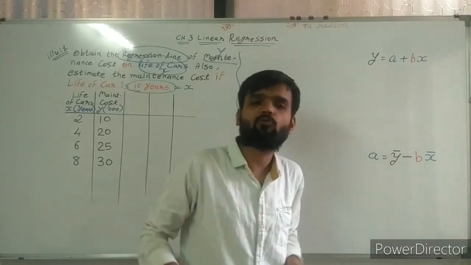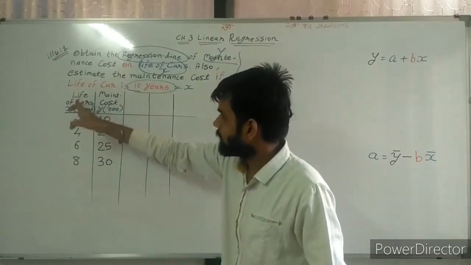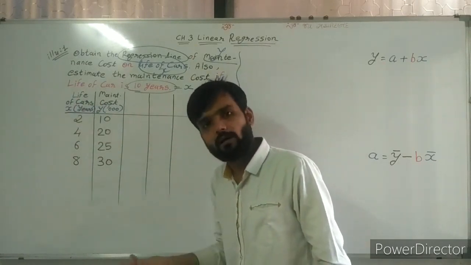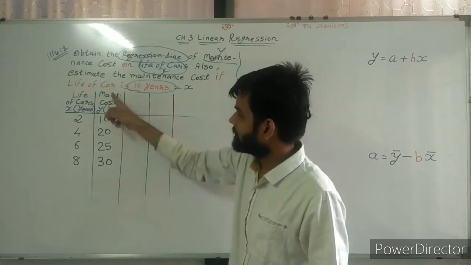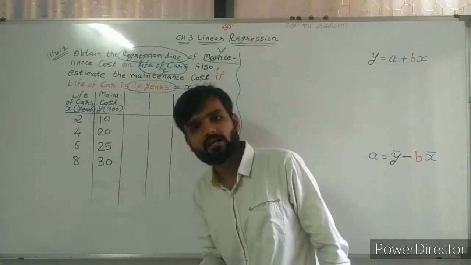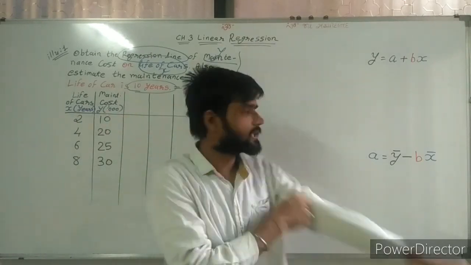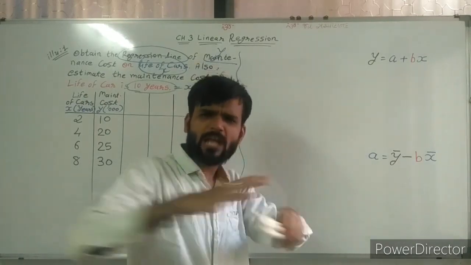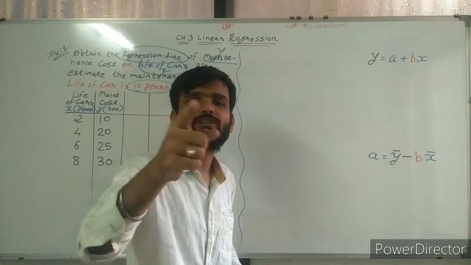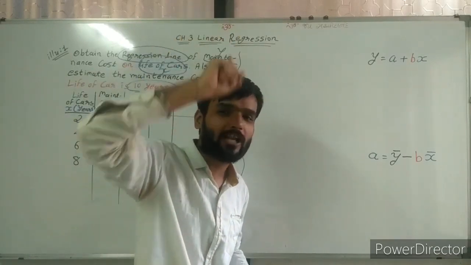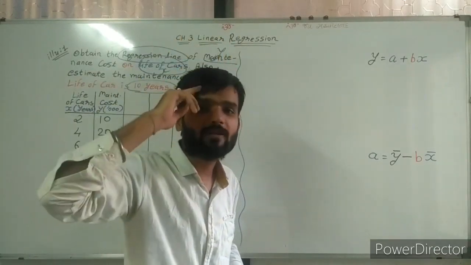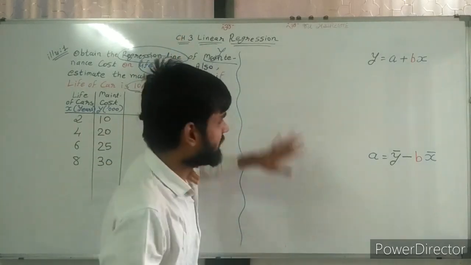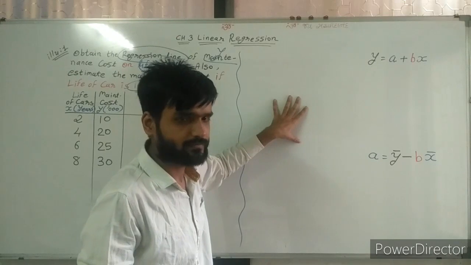Y bar, x bar is easy to find because we have assumed life of car is x. On that basis we can find the value of x bar. In the same way, on the basis of y we can find y bar. But sir, how can we find b? Now for b, there are many formulas on the basis of the correlation coefficient, Karl Pearson's formula. Remember it? From that I am writing one formula here.